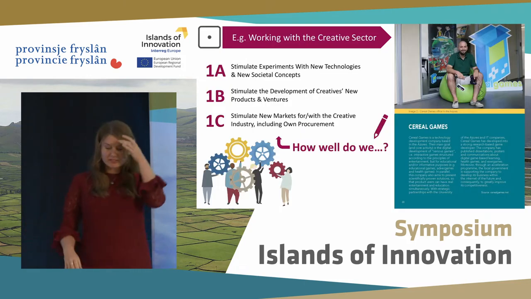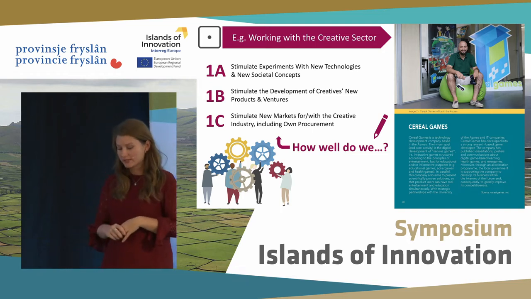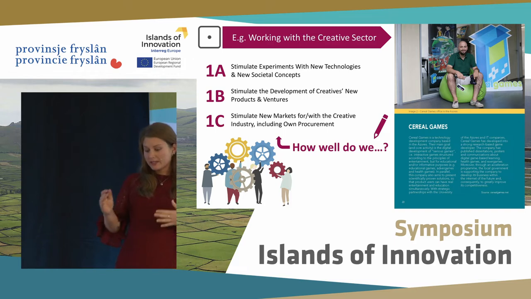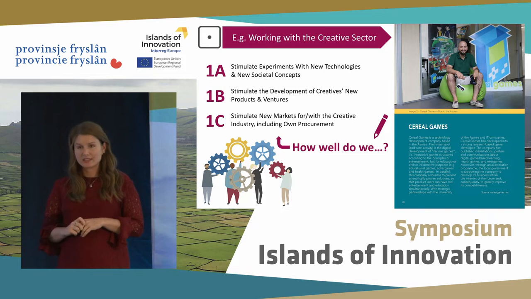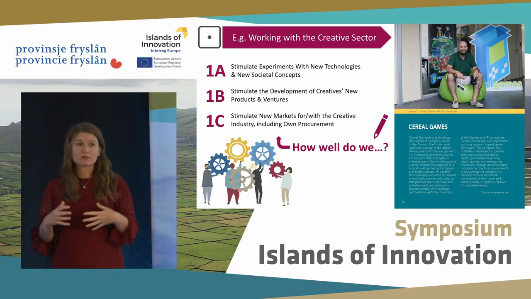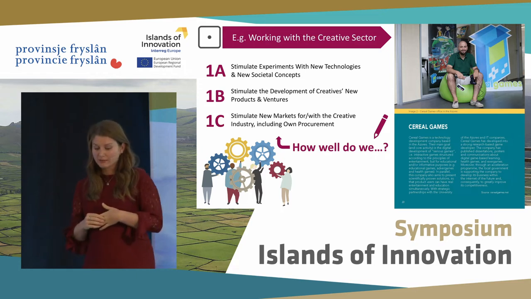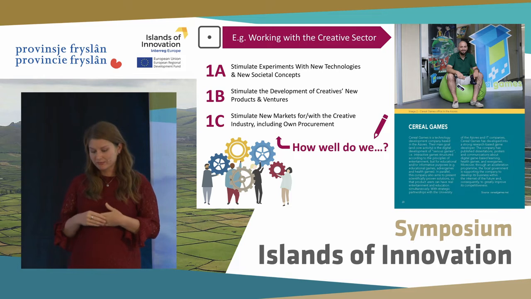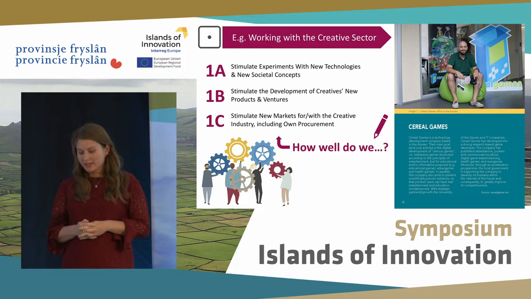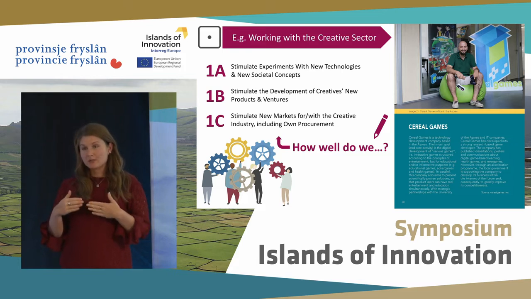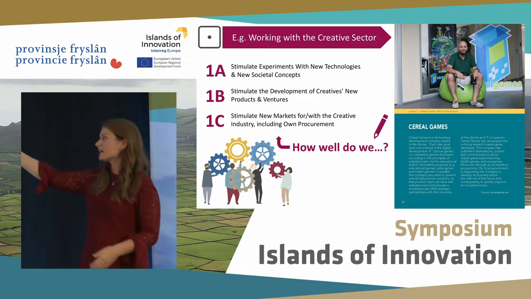So this is what it looks like. So for example, I pulled this out of the guide. This is chapter one, working with the creative sector. So one thing that you can do is stimulate experiments with new technologies and new societal concepts. So those are things we've heard a lot of today. You can also stimulate the development of creatives and new products and ventures. And you can stimulate new markets within which they can operate. And the tipping guide helps you to evaluate how well you are doing within all of those components. And then we have examples.